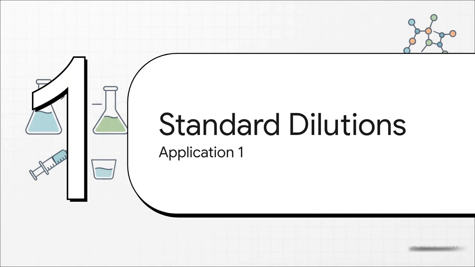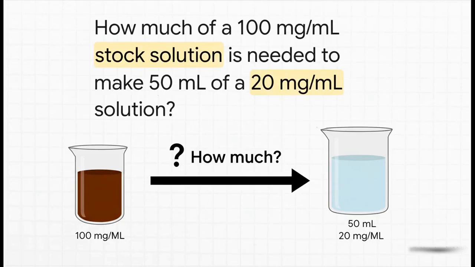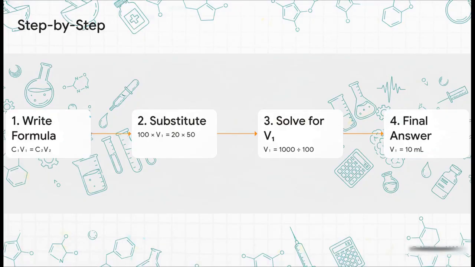First up, we're looking at the most common type of problem you'll see, the standard everyday dilution calculation. So here's a classic PTCB-style question. You've got your strong, concentrated stock solution, and your job is to figure out exactly how much of it you need to make a weaker solution. Let's walk through it. Okay, let's solve this thing together.